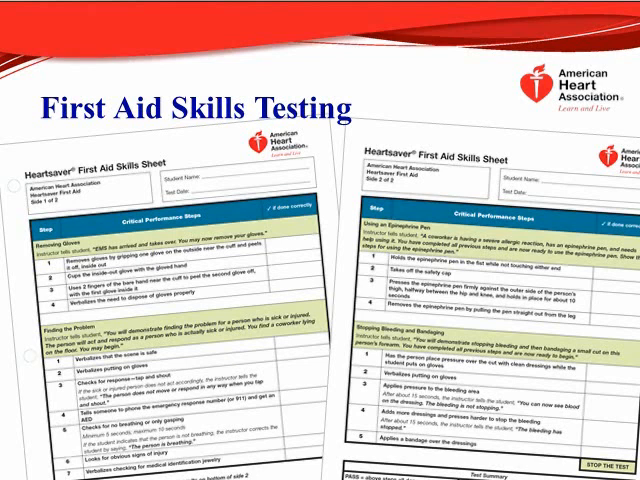The Heartsaver First Aid skill sheets are in Part 5 of your manual on pages 41 and 42. You can see the sheets follow a format similar to CPR by listing step numbers, describing the critical performance steps, and providing room to track whether students complete the skills correctly or not.